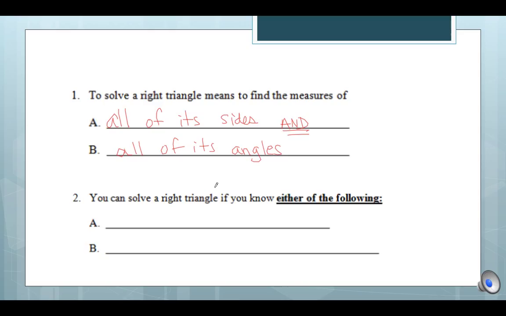And you can solve a right triangle if you know either of the following. If you know two of the side lengths, you can solve the right triangle by finding the other side length and the acute angles, or you can do so knowing one side length and one acute angle. Keep in mind though, we're only going to use this process if we're dealing with right triangles. So it specifies that these are both dealing with right triangles. So if we're dealing with acute or obtuse, this will not work.